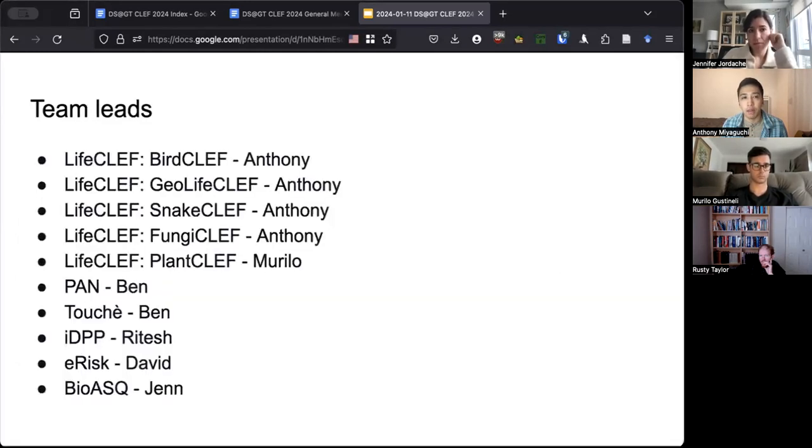So with that, here's a list of all the team leads. I am mostly involved in all things like play. Marilla will be leading the PlantCLEF competition, which is very challenging at scale, which is why I can't do everything. Ben is going to be part of PAN, the telemetry competition, and Touche. Ritesh is iDPP, David is eRisk, and Jen is BioASQ.